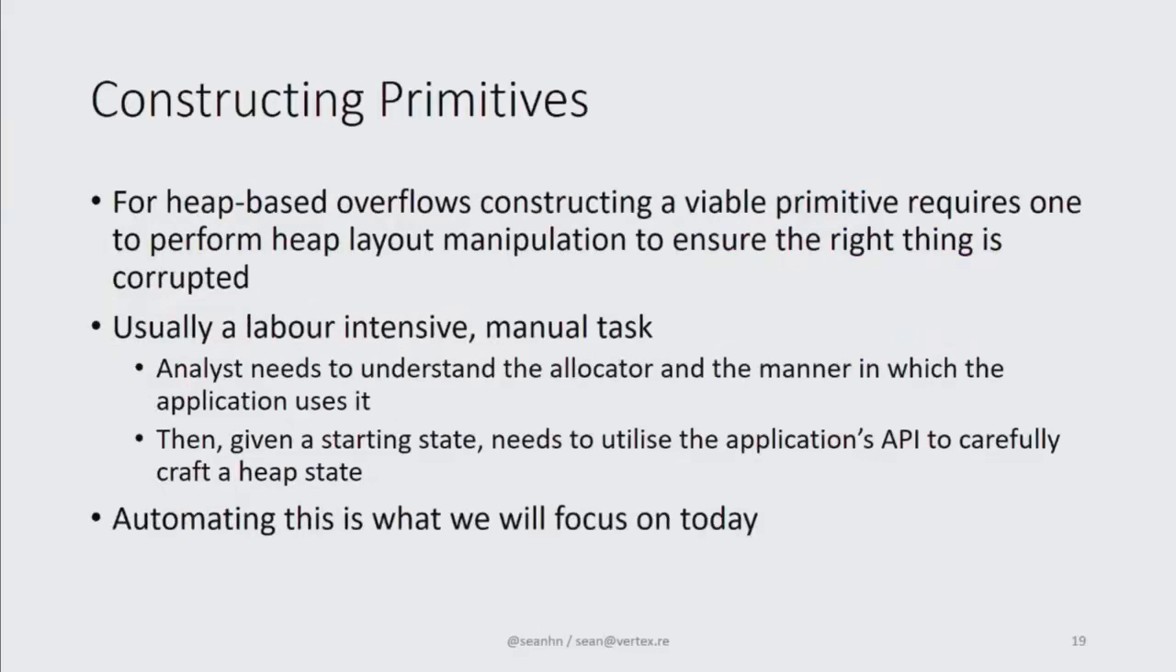Okay, so for heap-based buffer overflows, this manipulation process is typically done on the heap layout itself. And it's usually a fairly labor-intensive task. The analyst needs to understand the allocator, the manner in which the application uses the allocator, and also, given a starting state, you need to utilize the application's API in order to carefully craft the heap state, because typically you can't interact directly with the allocator itself. And this is what we're going to talk about automating today.